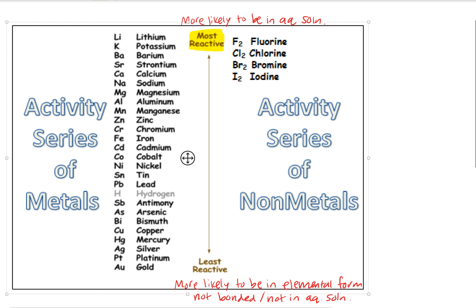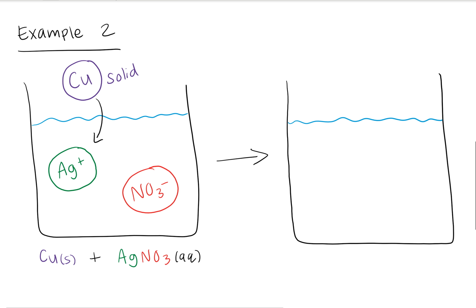And I find the two elements. I need copper and I need silver. Okay, and remember the one that's higher is more reactive, and more reactive means that that element can replace anything below it. So copper can replace the silver because copper is more reactive, meaning copper is more likely to be in aqueous solution and silver is not. So in this example, copper can replace the silver here.